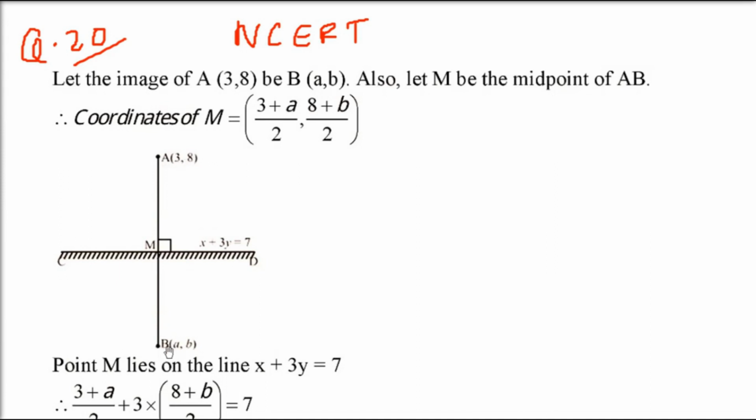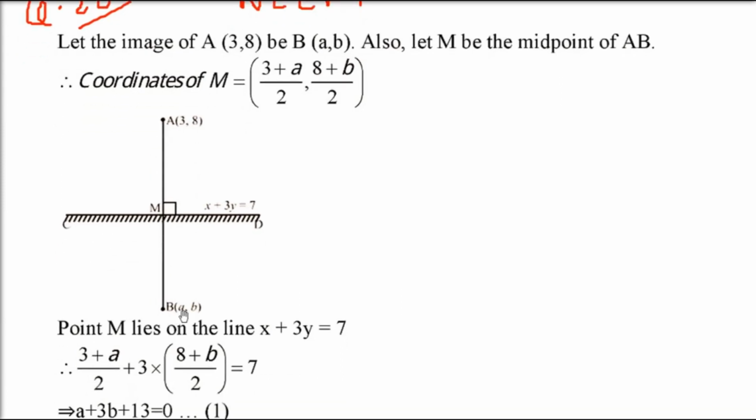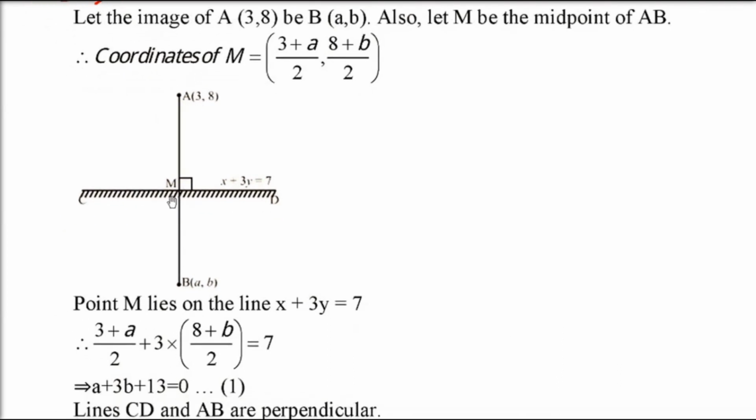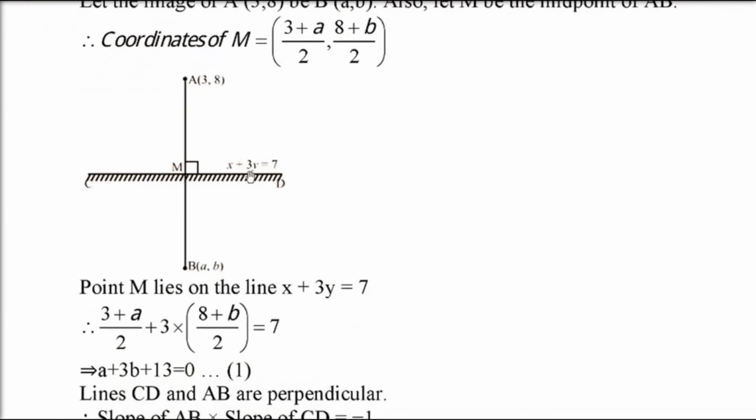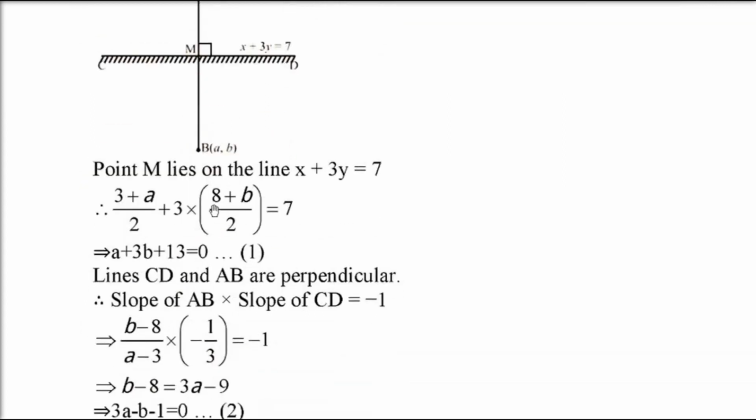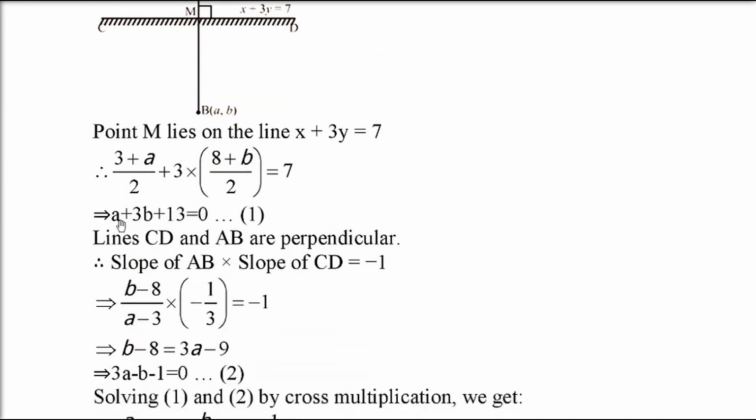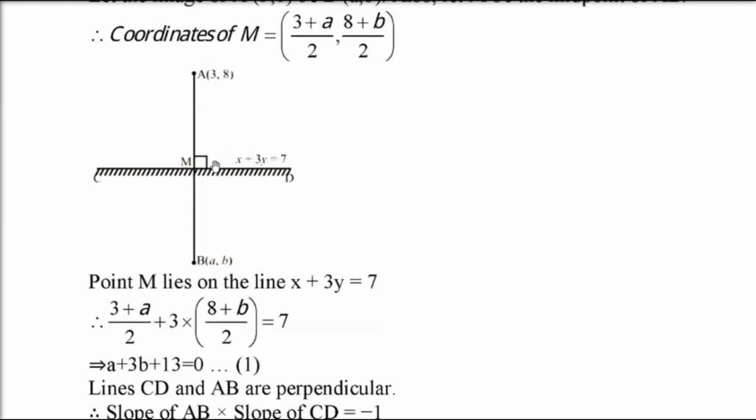So there is a point, there is an image. Points A and B are equidistant from this mirror. A is (3, 8). B we don't know, so we put it as (a, b). What is the midpoint M? (a plus 3) by 2 and (b plus 8) by 2. This is the midpoint, and this midpoint is lying on the mirror x plus 3y equals 7. Just put these points in x plus 3y equals 7. We'll get an equation a plus 3b plus 13 equals 0.